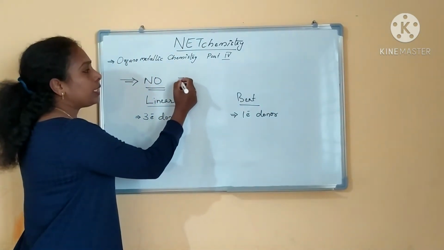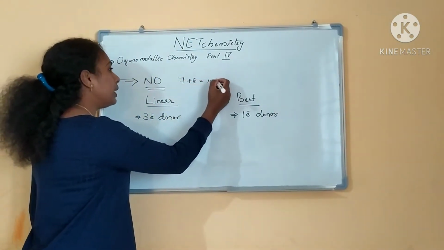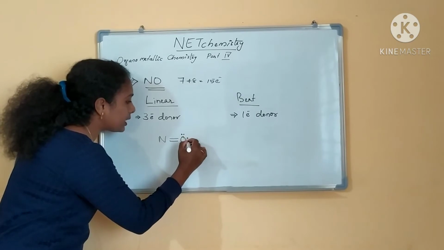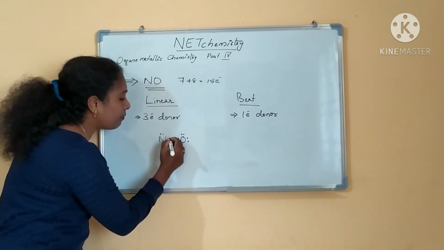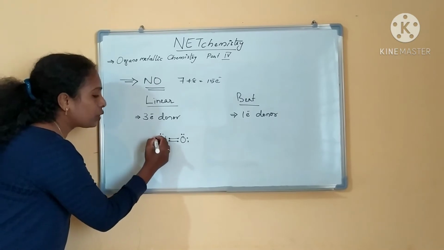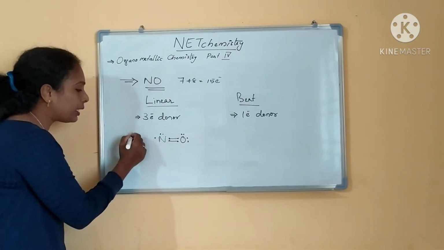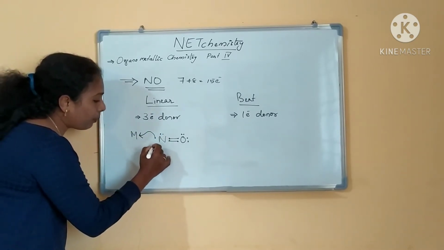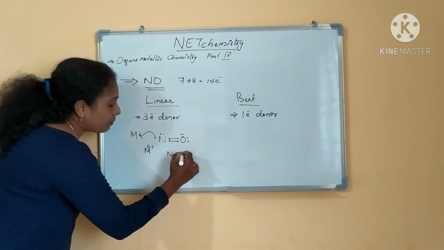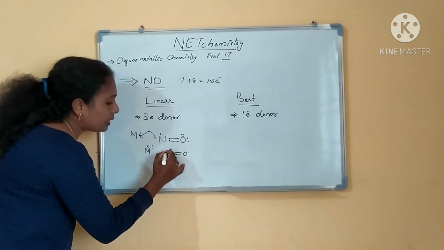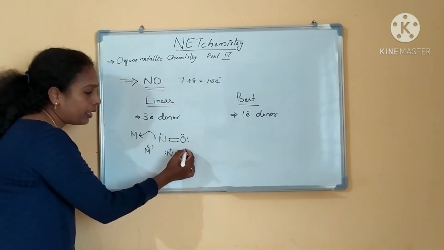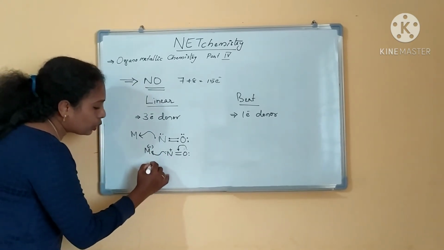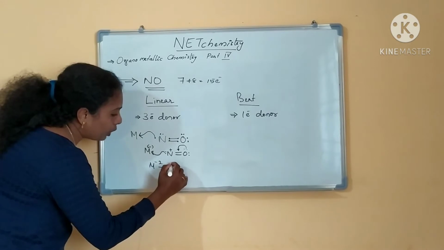Nitrosyl, how many electrons are there? 7 plus 8, 15 electrons are there, right? So the nitrosyl structure is N double bond O, oxygen is having 6 electrons and nitrogen is having 5 electrons, right? This is the structure. So linear nitrosyl means the metal will first take this electron from the nitrosyl and it is forming a negative charge, and nitrogen becomes positively charged. Nitrogen is having a positive charge on it. Then this electron will shift to here and this will again donate another 2 electrons. So M minus 2, it will be bonding to the nitrosyl.